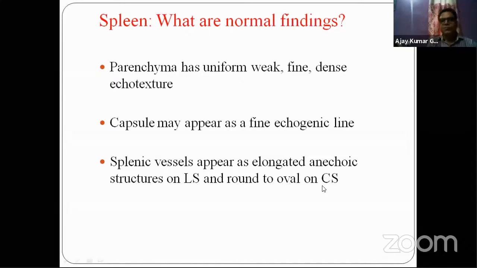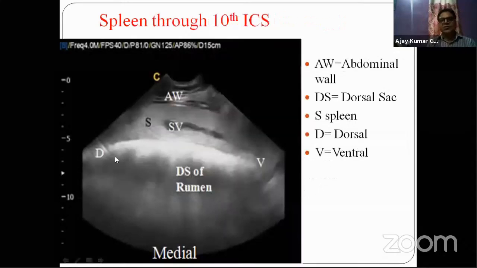So this is the spleen scanned through the 10th intercostal space, almost in the middle of the intercostal space. You can see this is the spleen. The capsule is not visible. This is the abdominal wall. This is the splenic vessel in longitudinal section, and this is the ruminal wall, which is medial to the spleen, and it appears as a thick echogenic semicircular line.